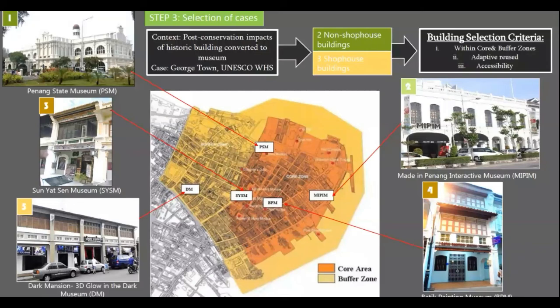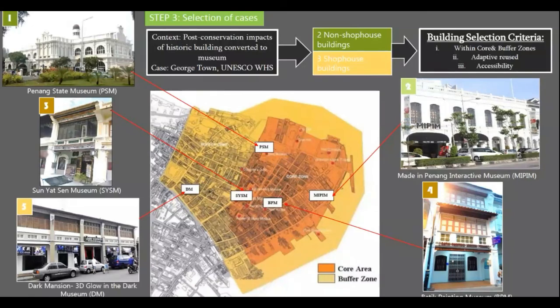Yeah, and then I only consider museums that have been adaptive reuse. So if the museum was originally built as a museum, meaning its original function is a museum, then I will ignore it. I will just focus on buildings that were previously something else and then converted to a museum as my case. So the second criterion is adaptive reuse.